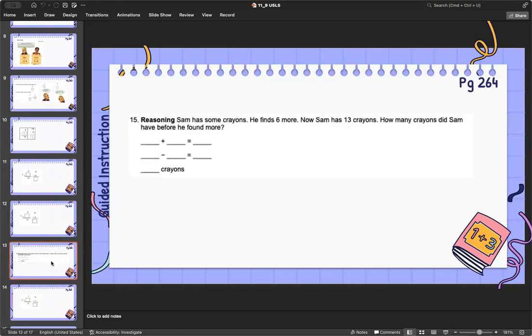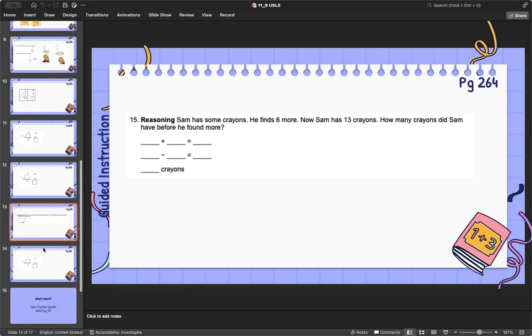Next problem. In these, you want to make sure you understand usually the last couple words determines what they're asking for. Sam has some crayons, he finds 6 more. Now Sam has 13 crayons. How many crayons does Sam have before he found more? Again, you're looking at the numbers. What is important here? He finds how many first? Now Sam has 13. What numbers in there are going to start creating the number sentence? Pause, work with your learning coach.